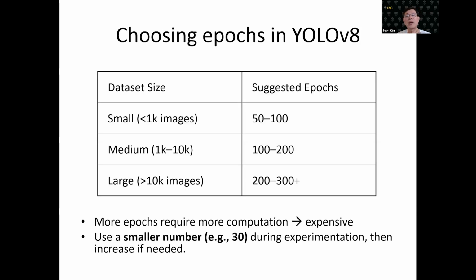So in general, they are recommending a suggested epoch number. For small training, less than 1,000 images, the iterations between 50 to 100. For medium, from 1,000 to 10,000 images, 100 to 200 epochs. And for the large cases, more than 10K images, 200 to 300. But remember that this is a suggested epoch number in the industry.